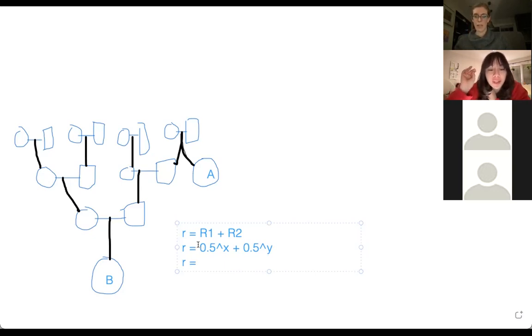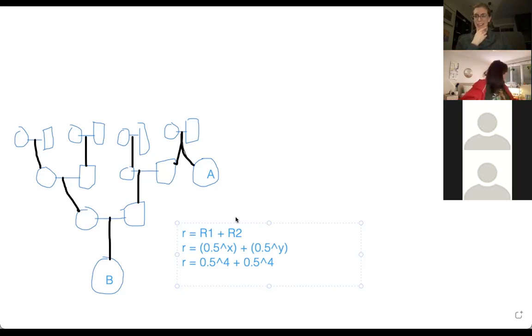Yeah, I think you did. Okay, so I think it would be 0.5 to the power of 4 plus another 0.5 to the power of 4, because there's 4 lines that need to get from B to A. Exactly. And I don't know what that is off the top of my head. I just have to use my computer to calculate it, or my phone.